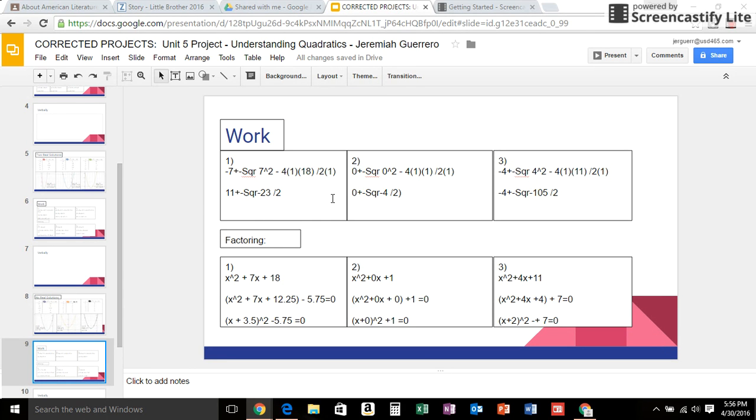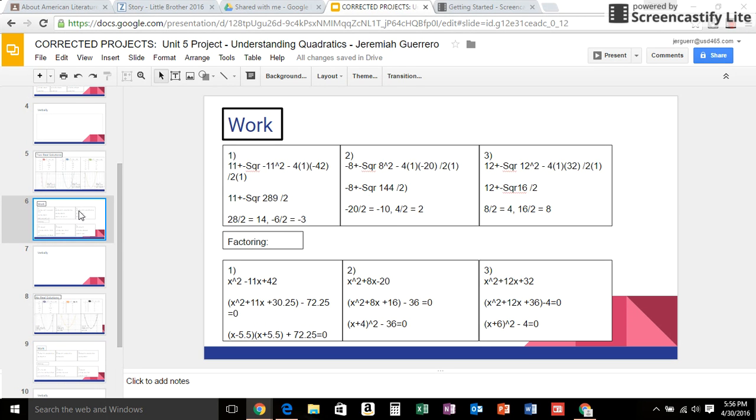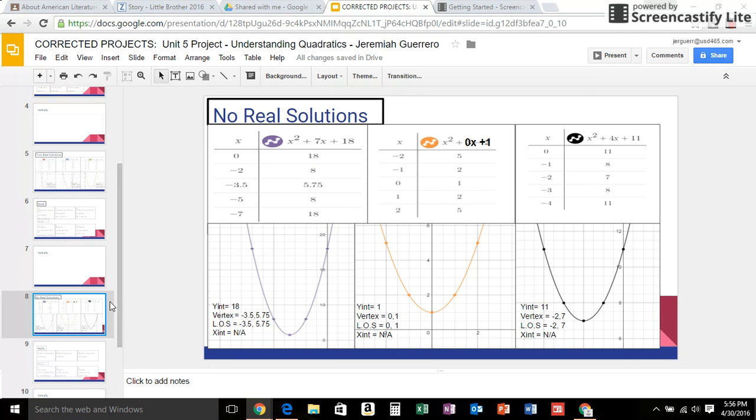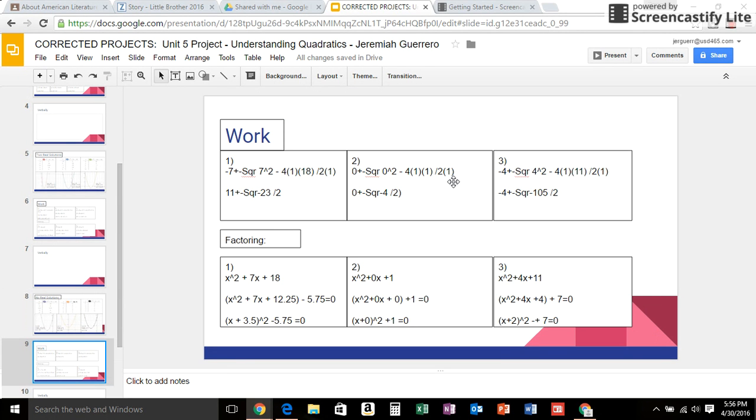The same words apply here, but as you can see, how this is different from these is that these show where the x-intercepts are, and since this is no real solution, it only goes this far, because you square root a negative, and you can't square root a negative without using i, and using i would involve imaginary numbers.